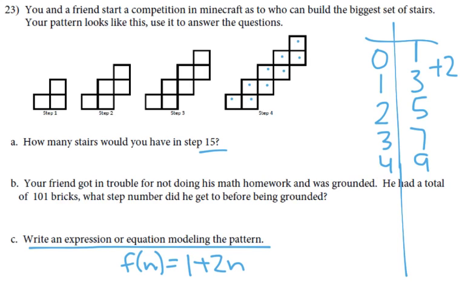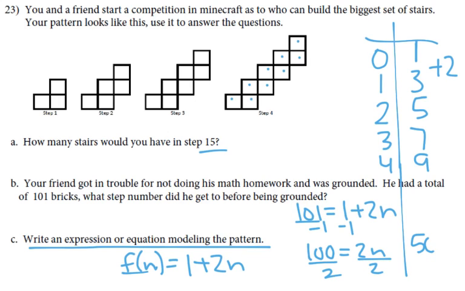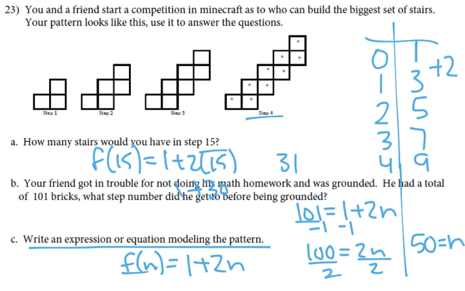Okay, so I had a friend who had a total of 101 bricks. Well, how far did he go? Well, you put that in as your output, and then you solve your equation. Subtract 1, you have 100 equals 2n, divide by 2. So he got to 50, step 50. Okay, how would we figure out step 15? We'll just plug 15 into our equation. 2 times 15 is 30, plus 1 would give us 31. Okay, so having that explicit equation is a great way to do these.